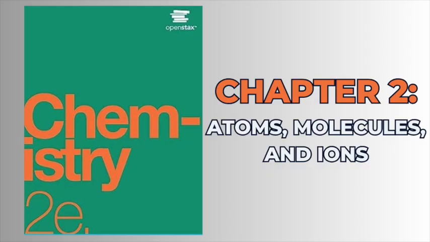Other groups with specific names are the pnictogens, group 15, chalcogens, group 16, halogens, group 17, and the noble gases, group 18, also known as inert gases. The groups can also be referred to by the first element of the group. For example, the chalcogens can be called the oxygen group or oxygen family.